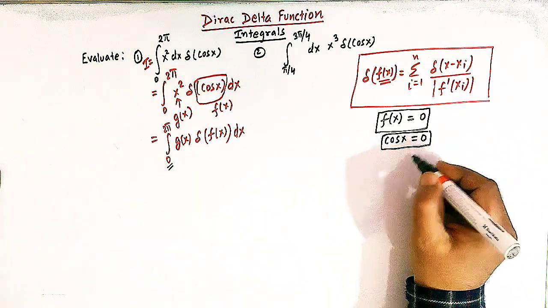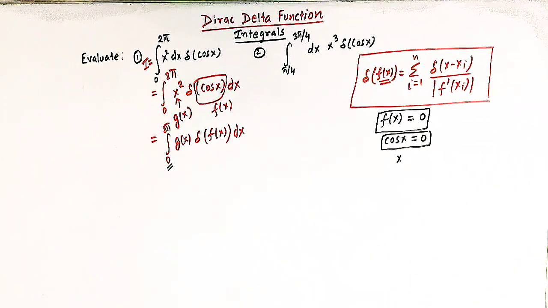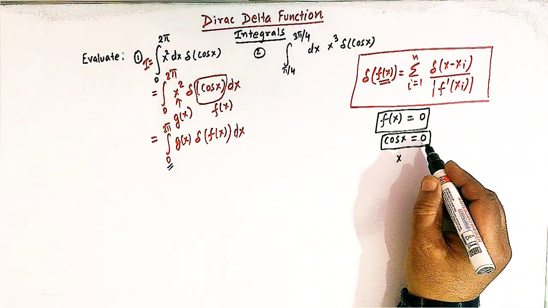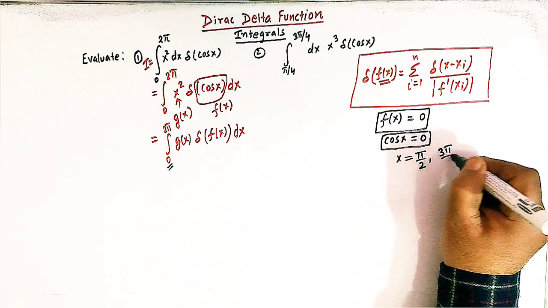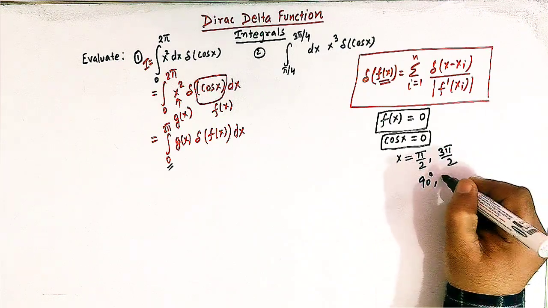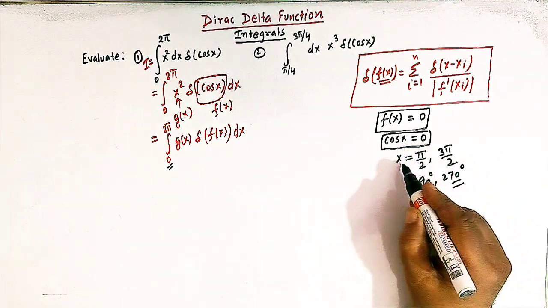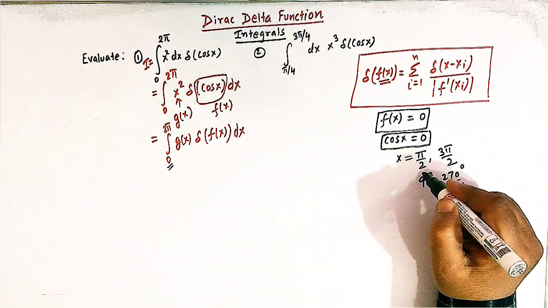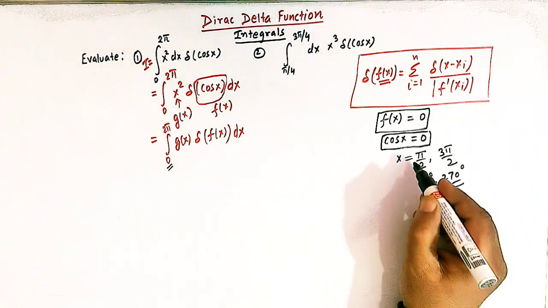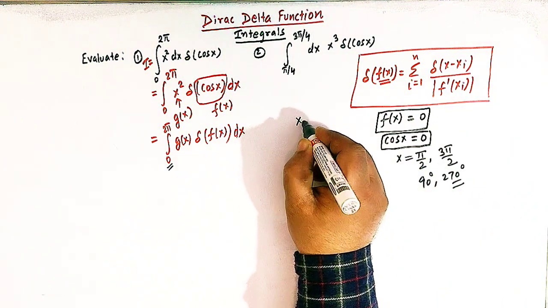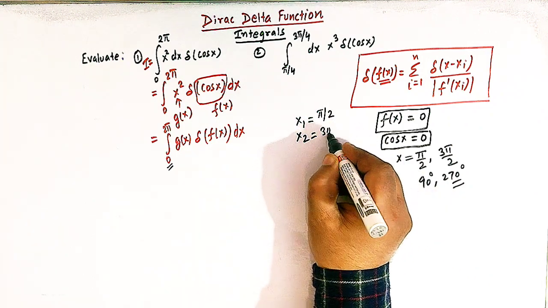When cos x is equal to 0, we have only two values of x for which the cosine function is equal to 0. So x is pi by 2 and 3 pi by 2. This is 90 degrees and this is 270 degrees. So cos x is equal to 0 implies two roots, x is equal to pi by 2 and 3 pi by 2. Now let us denote these two roots by x1 and x2. So x1 is pi by 2, x2 is 3 pi by 2.